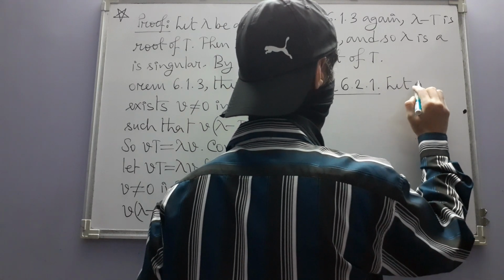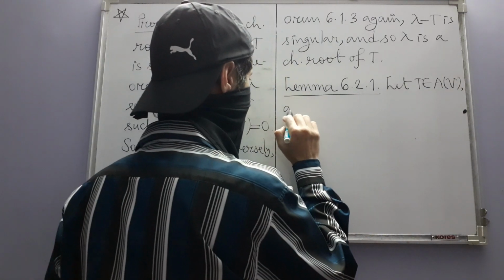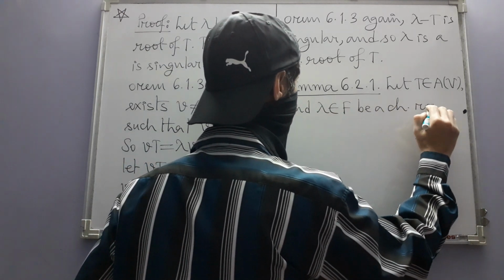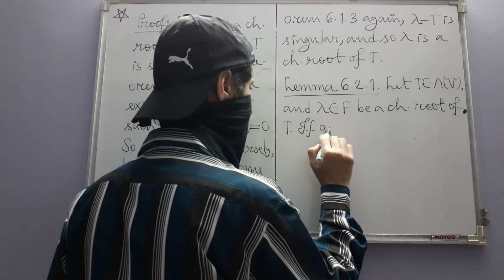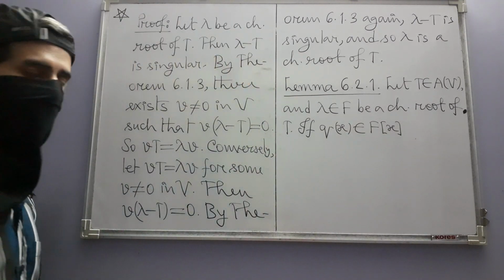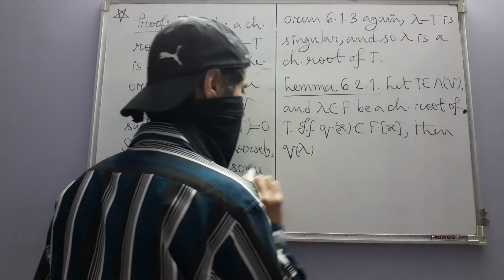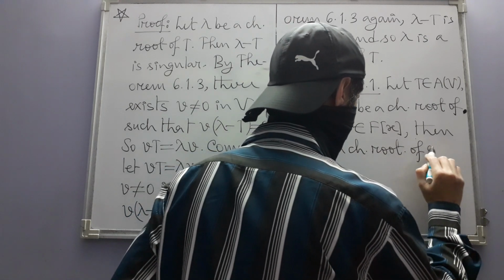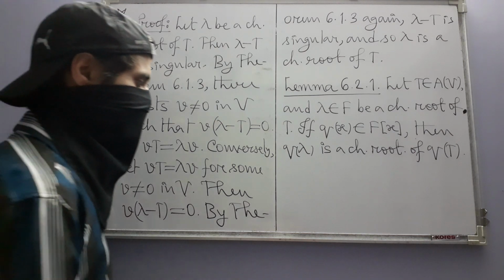Let T be in A(V) and lambda in F be a characteristic root of T. If q(x) is a polynomial over F, then q(lambda) is a characteristic root of q(T). Okay, this is the claim. Let us now see the proof.